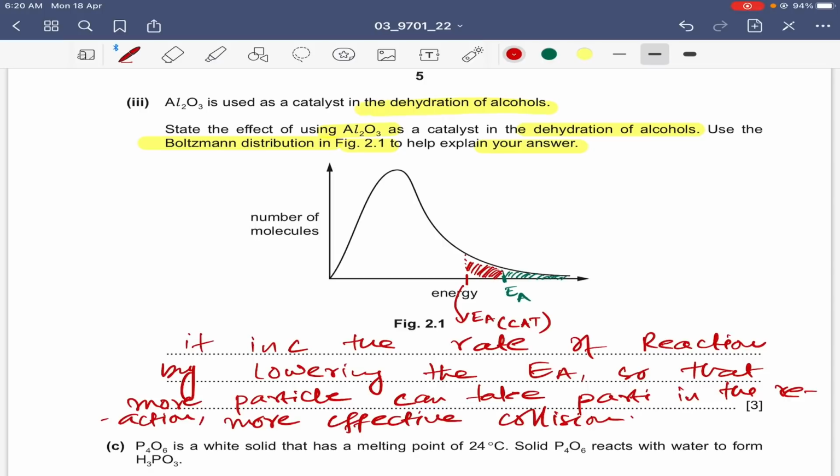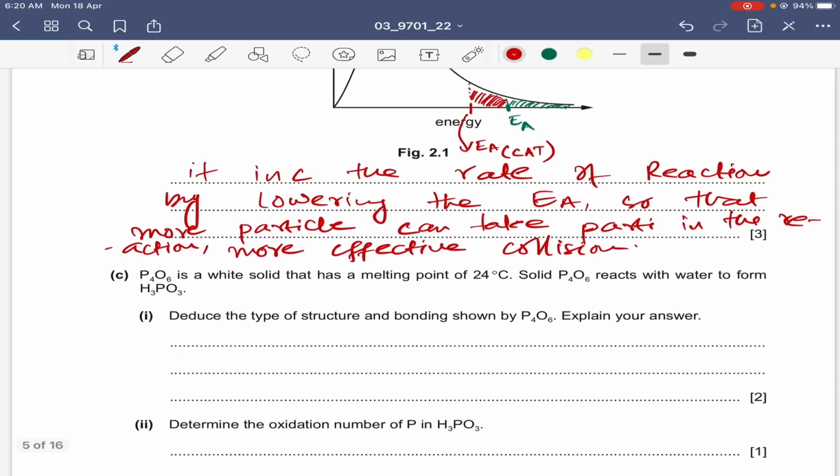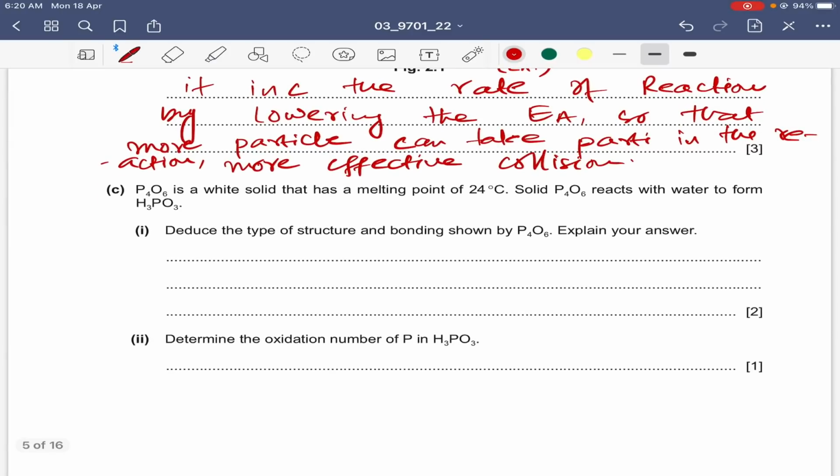Right, so it converts the ineffective collisions into effective collisions by lowering the activation energy. So P4O6 is a white solid that has a melting point of 24 degrees centigrade. Solid P4O6 reacts with water to form H3PO3.